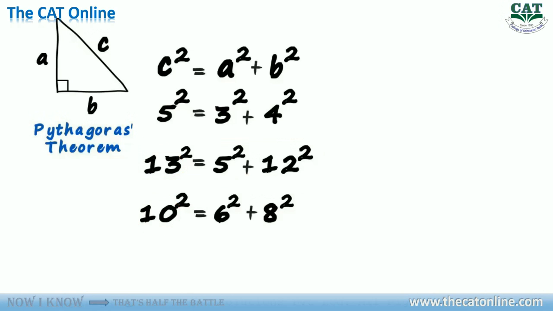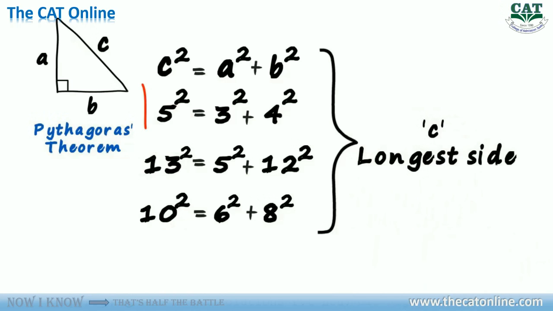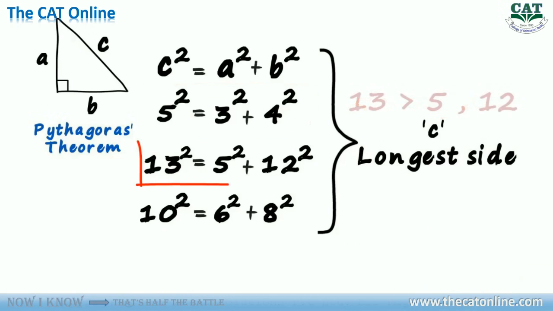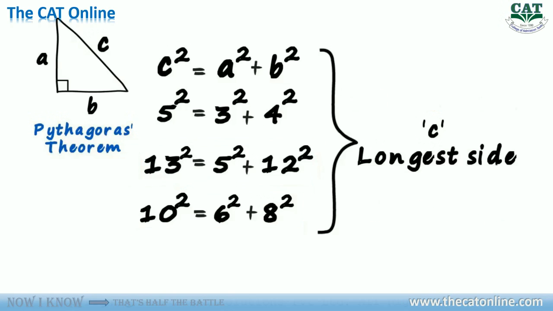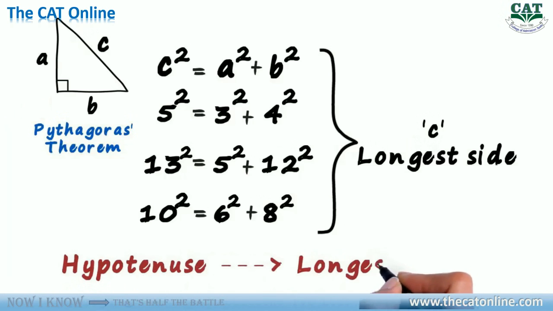What do you observe? Look at C in each of the cases. You would have noticed that it is the longest side in every case. In the first case, 5 is greater than 3 and 4, 13 is greater than 5 and 12, and 10 is greater than 6 and 8. This helps us deduce something really important. In a right triangle, the hypotenuse will always be the longest side.